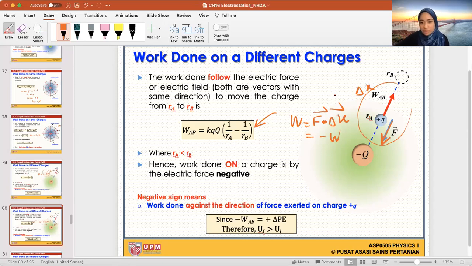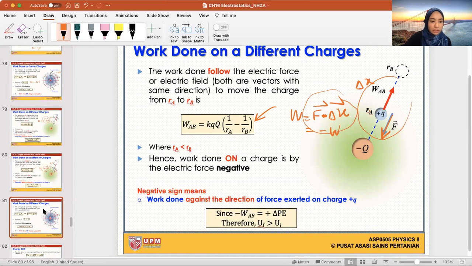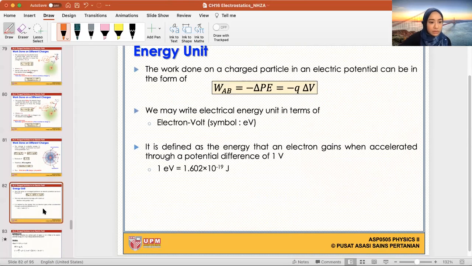You don't have to memorize this. I'm just telling this equation to you in case it helps to understand this better. You just need to know it should be in the same direction for positive work done. Okay, so this is a different one. I think we're good. Okay, so moving on to energy unit.